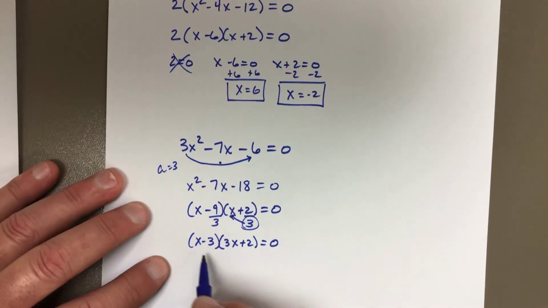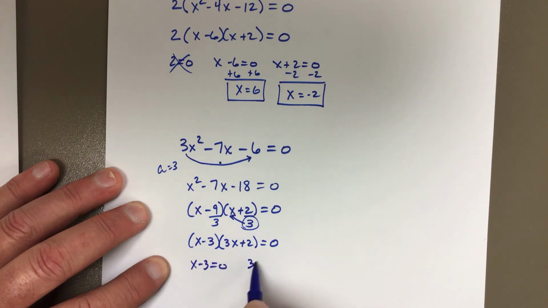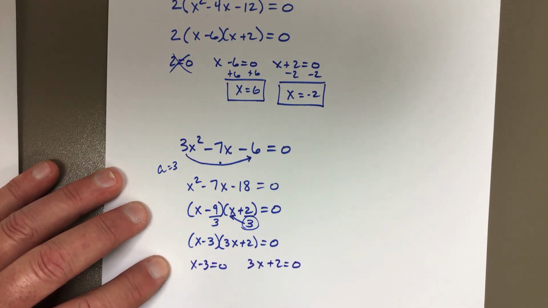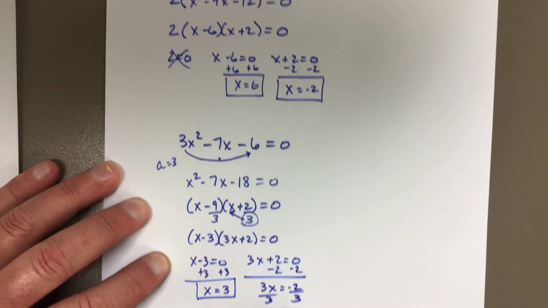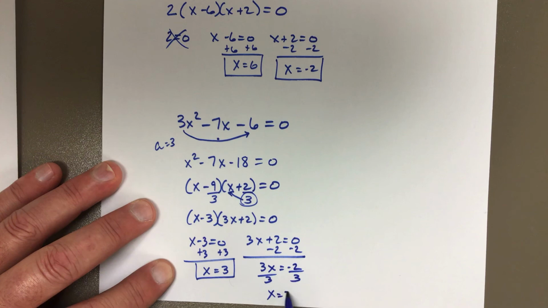All right, so then we take these two and we set them equal to 0. Now we're actually going to get a fraction as our answer. So we're going to add 3, and we're going to get x equals 3. And this one, we're going to subtract 2, and we're going to get 3x equals negative 2, divide by 3, and we're going to get x is equal to negative 2/3. All right?